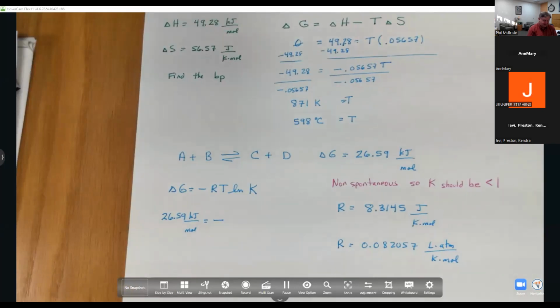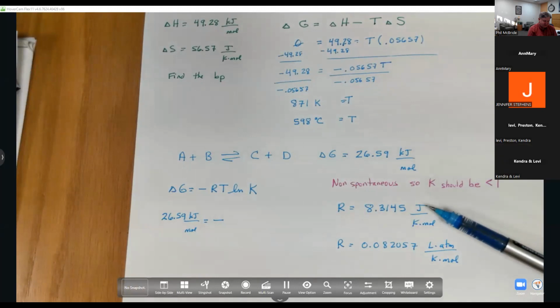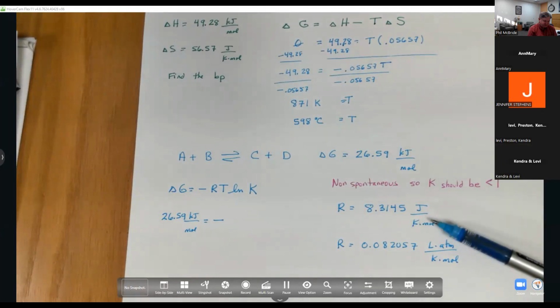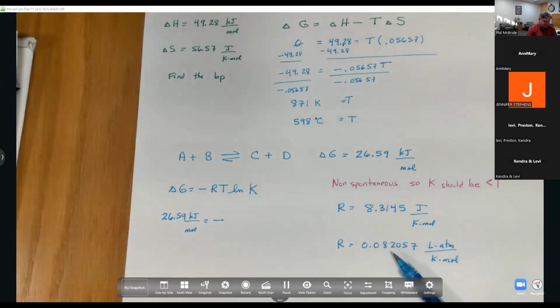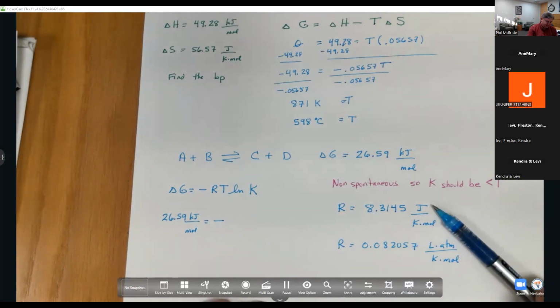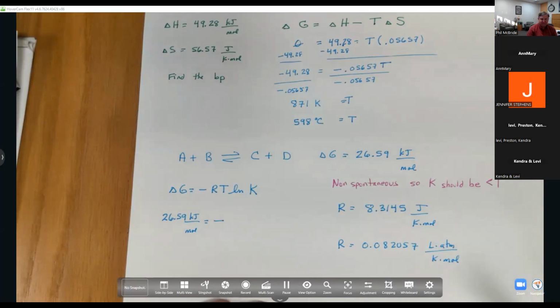All right, so we have two R's: 8.3145 joules per Kelvin mole, or 0.082057 liters atmospheres per Kelvin mole. Which R would I use in this problem? Look at the units. First one, because it's joules per Kelvin mole. Okay, good.